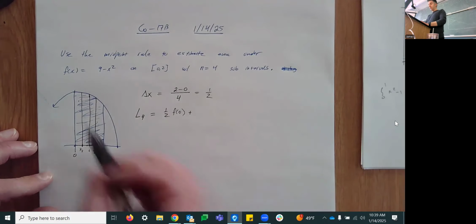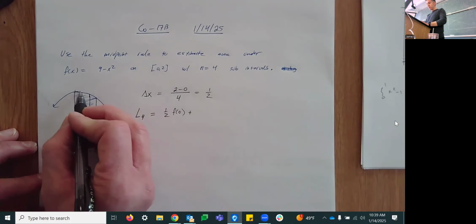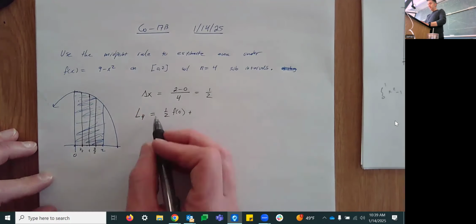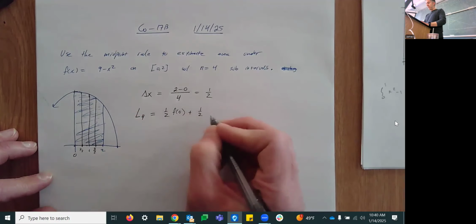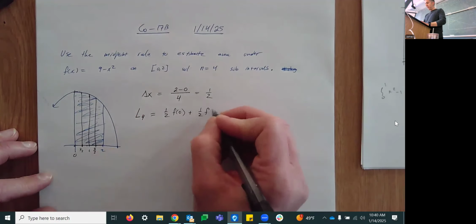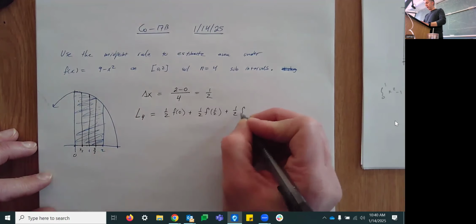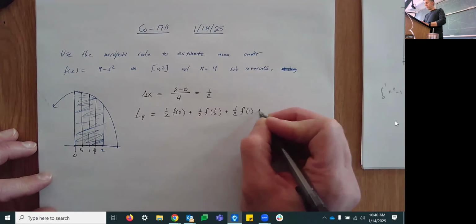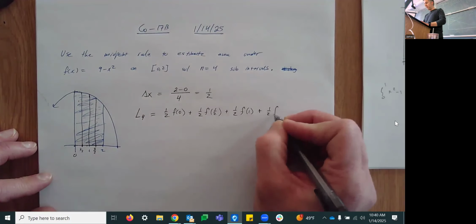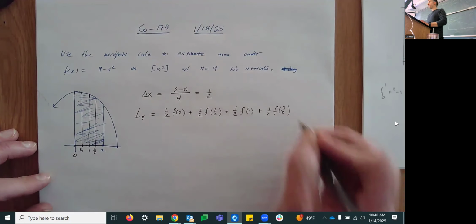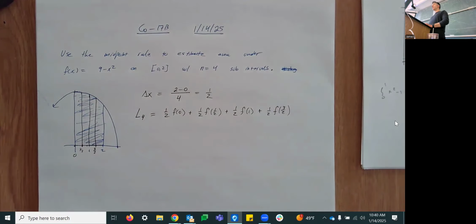So for this first rectangle, if I use the left endpoint, a height of 9. For the second rectangle, base is 1/2, height would be f of 1/2. Third rectangle, 1/2 times f of 1. Last rectangle, 1/2 times f of 3/2. I don't really want to plug the numbers into the function because they get a little bit gross, but that's what that would look like if we were trying to estimate the area using left endpoints.